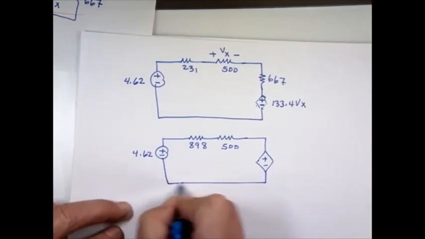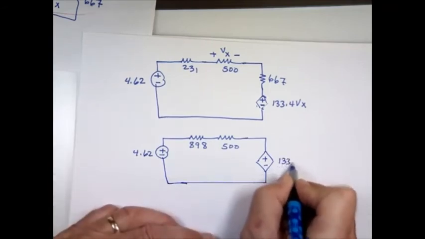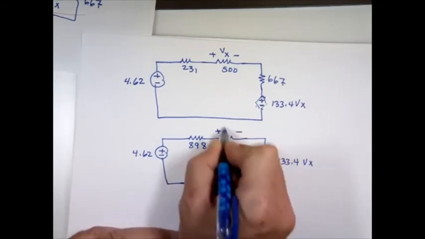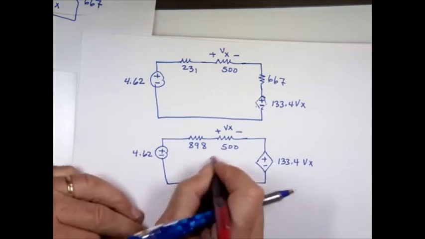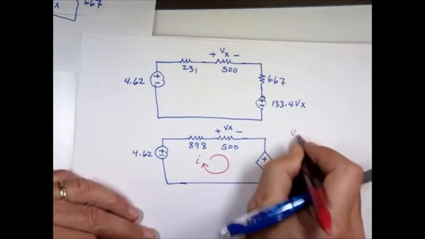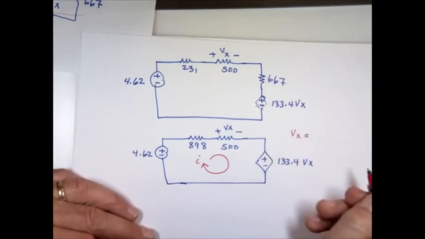And this is 133.4 times Vx. And again, this is Vx. So if I define my current going this way, this is I, then what is Vx equal to? Oh, 500. Yep, 500 times I.